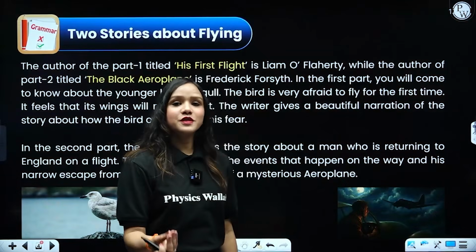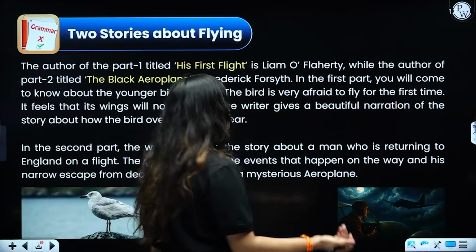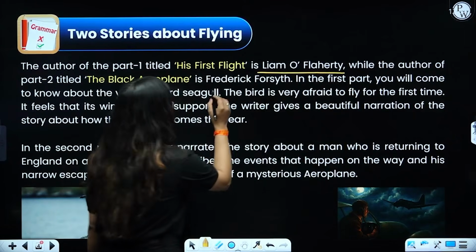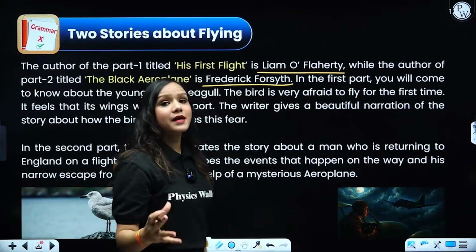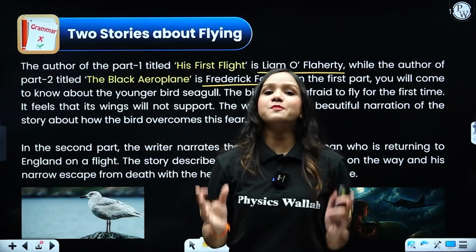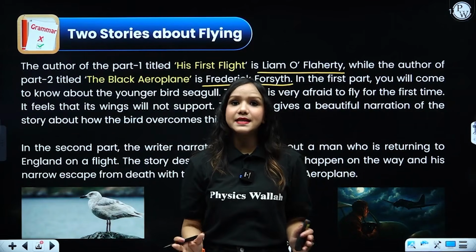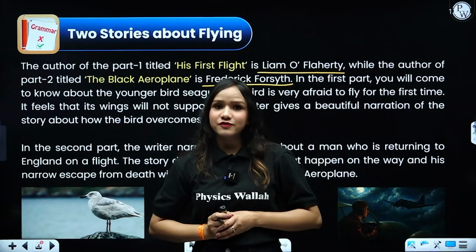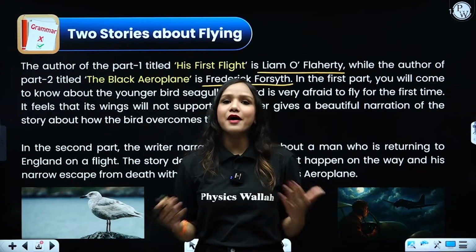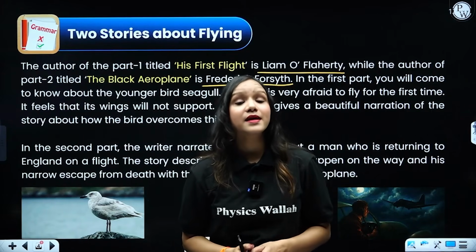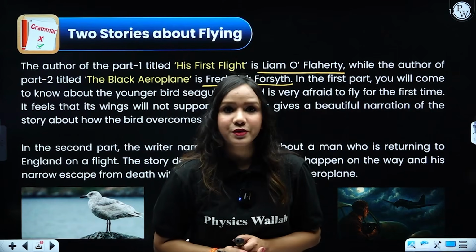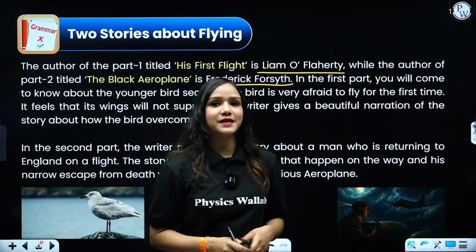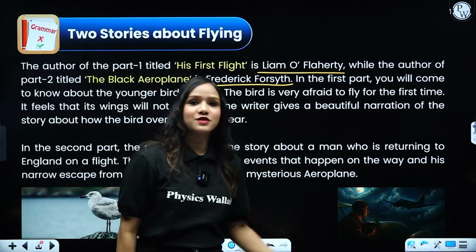The author of the first part, His First Flight, is Liam Flaherty, and the author of the second part is Frederick Forsyth. In the first part, you will come to know about the experience of a young seagull, a maiden seagull who is about to take his first flight, but he is actually afraid to take that flight because he thinks that his wings would not support him, and he could not muster up the courage to take his flight, right? So eventually he does, although, right?